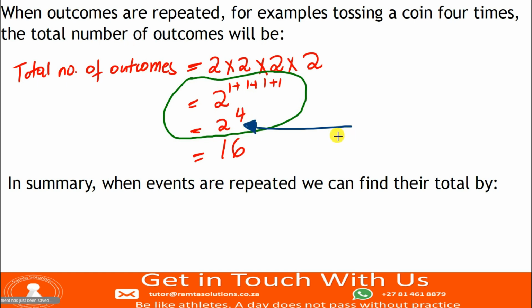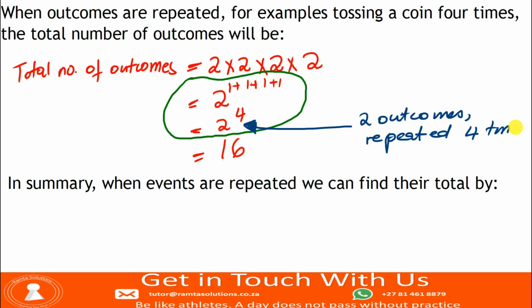We have 2 outcomes, right? We have 2 outcomes, but repeated 4 times. Do you see that? Therefore, we can generalize this and say, generally, when events are repeated, the total number of outcomes would be n to the power r.